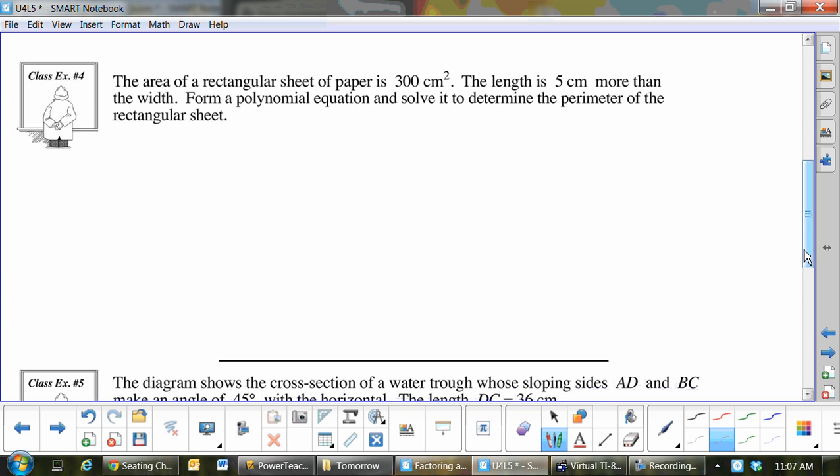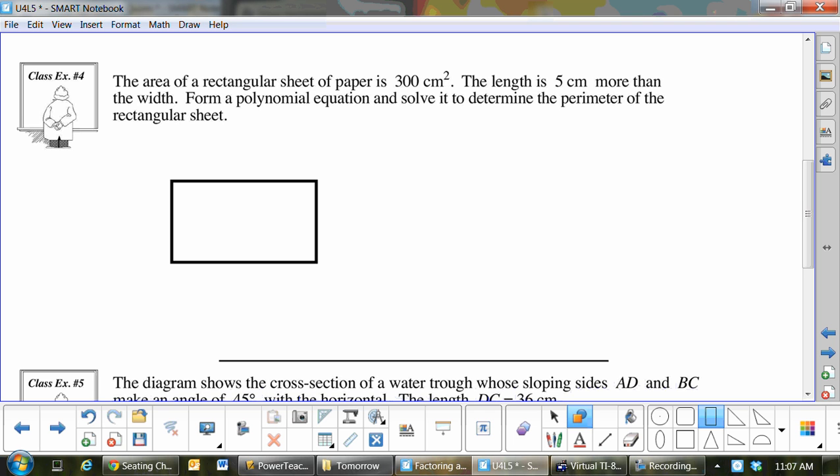Today we're just going to be looking for exact answers. Okay, so you got a rectangular sheet of paper, and it's 300 centimeters squared. Now those people that are visual learners, there you go. Rectangular piece of paper. Yeah? Okay. Now, what is the area of this?